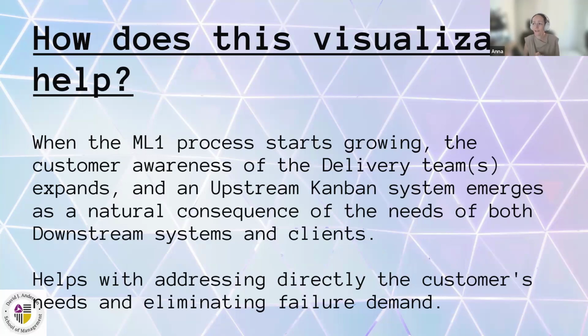How does it help? This pattern naturally grows when your system matures, when you start realizing that there is actually a customer, and the customer needs something, and you should really deliver on customer needs and not on what you think is the best. So you reach out to the customer, you really try to involve them in the process. And it really helps with directly addressing customer needs and purposes, and later eliminating this failure demand, so change requests and defects.